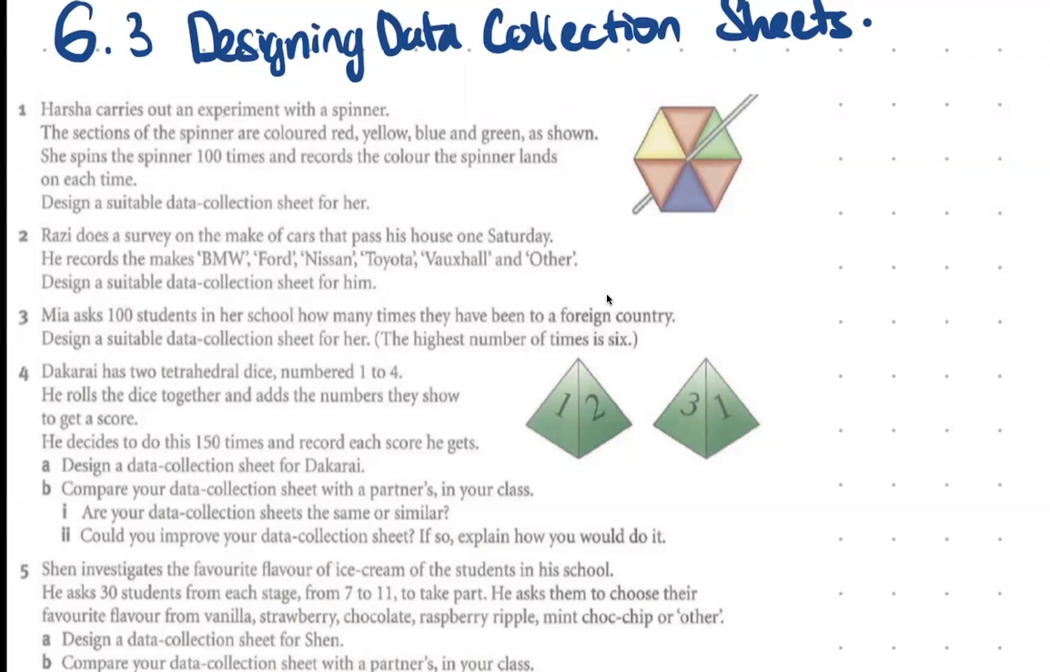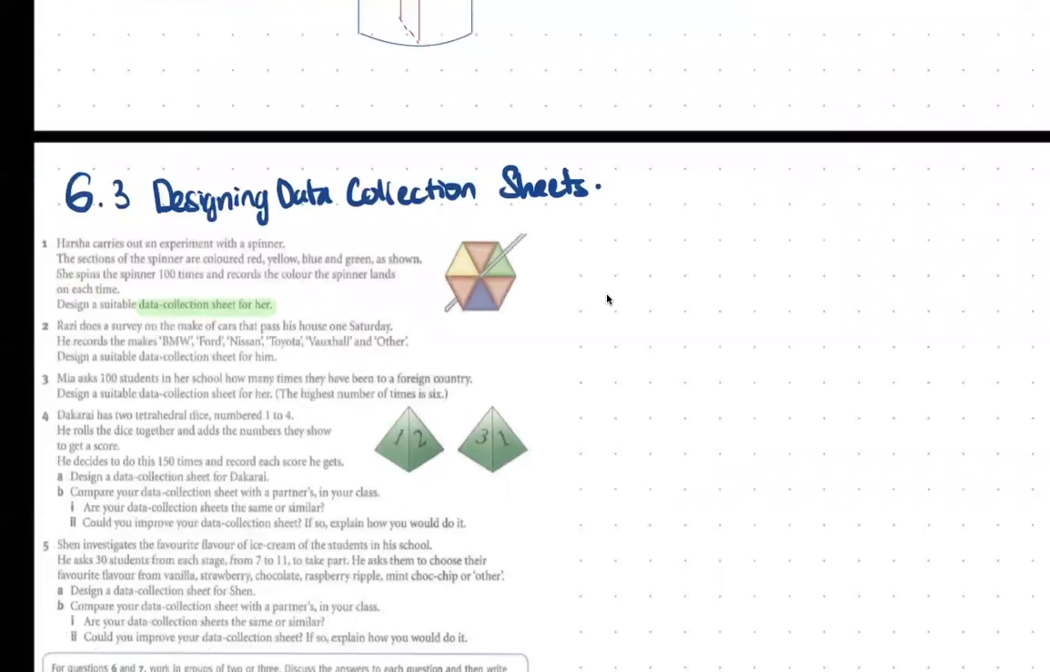The sections of the spinner are colored red, yellow, blue, and green as shown. She spins the spinner 100 times and records the color the spinner lands on each time. Design a suitable data collection sheet for her. So all you need to do is just draw it out and make sure you know what you're looking for.